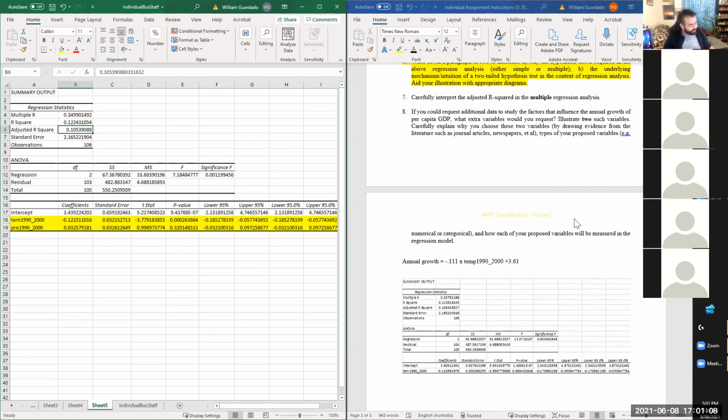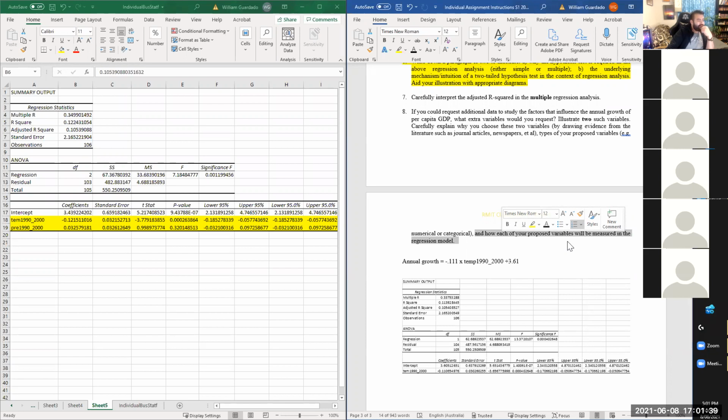Does that make sense? Yep. So you just have to do another regression statistics analysis. No, you don't. You could just say what you would do. So when it says how your observables will be measured, it doesn't mean you actually have to do anything. Okay.